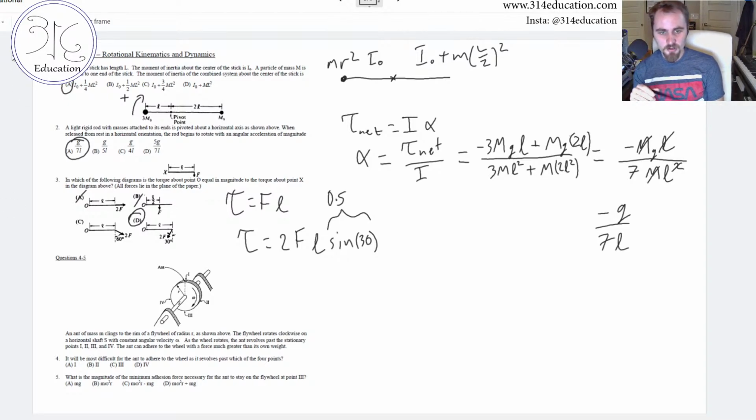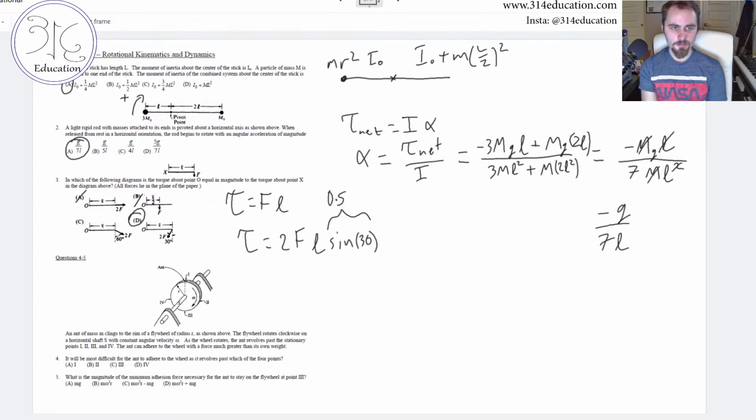Next we've got an ant of mass m clinging to the rim of a flywheel with radius r, as shown above here. The flywheel rotates clockwise on a horizontal shaft with constant angular velocity omega. As the wheel rotates, the ant revolves past the stationary points 1, 2, 3, and 4. It's kind of moving around this way. It can adhere to the wheel with a force much greater than its own weight. So we want to know it will be most difficult for the ant to adhere to the wheel as it revolves past which of the 4 points.